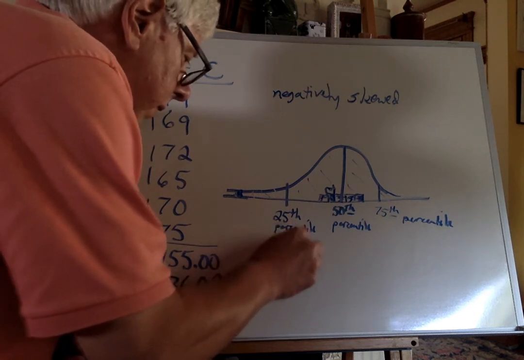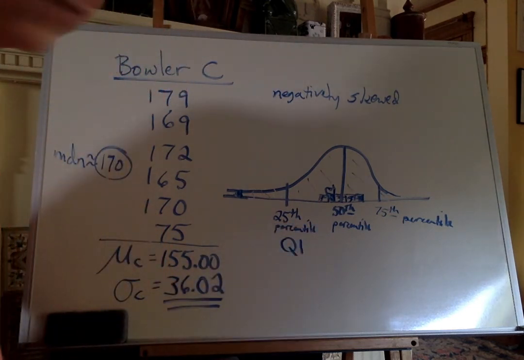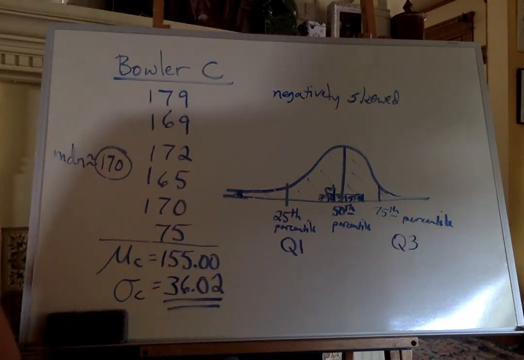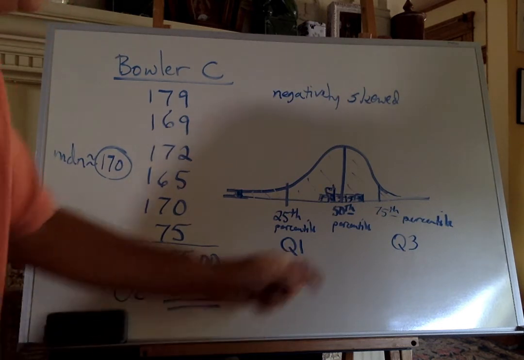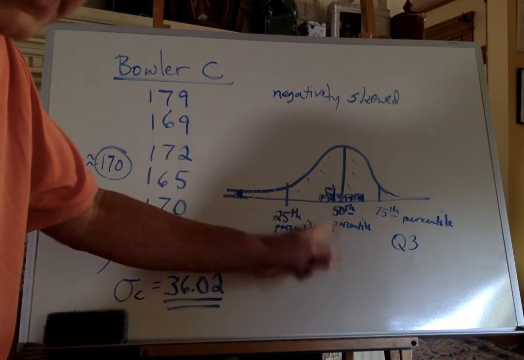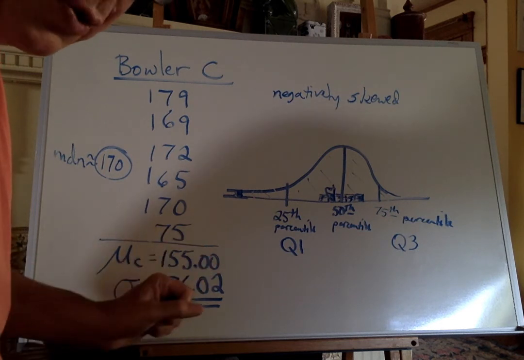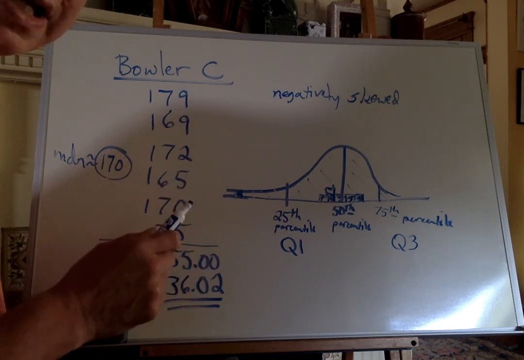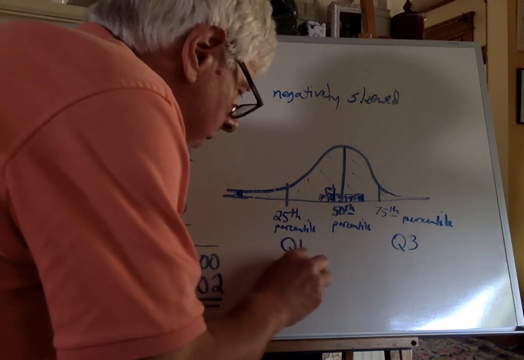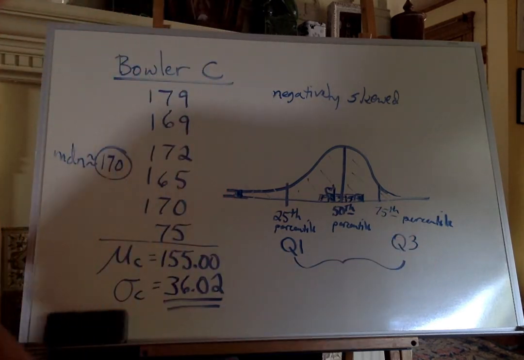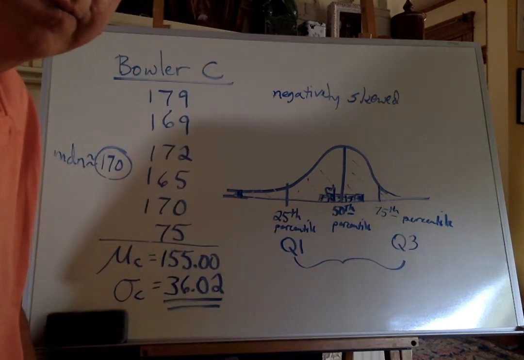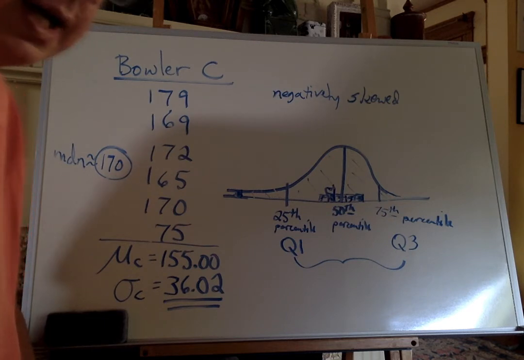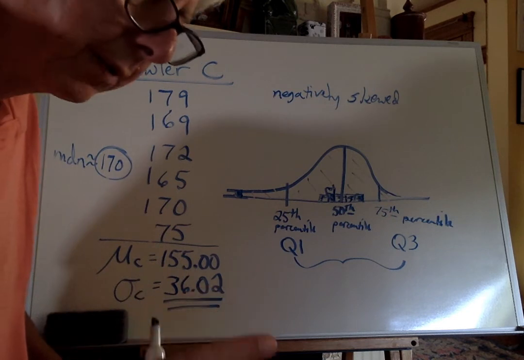25th percentile, otherwise known as Q1. 75th percentile, otherwise known as Q3. Okay? 50th percentile, otherwise known as the median, otherwise known as Q2, okay? But we're going to look at Q3 minus Q1. That is, we're going to look at this interval, okay? What does that interval tell us? It tells us, now listen carefully.